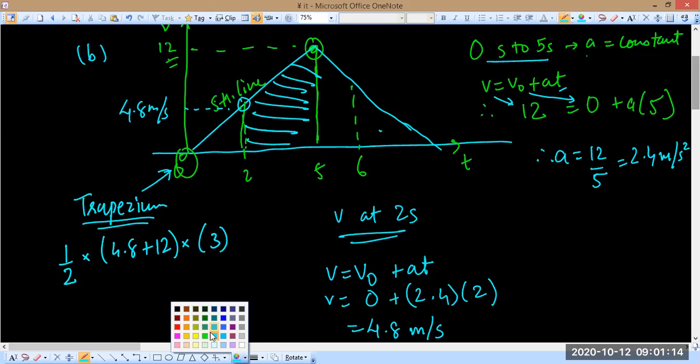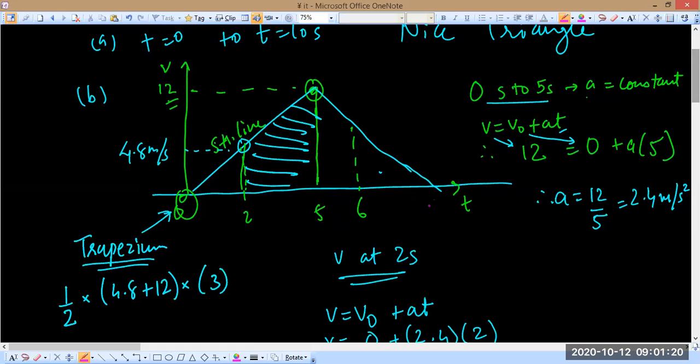Now for 5 to 6 you will have to do something similar. For that you have to consider this part of the graph, which is also a straight line. So find new acceleration and find this area. Once again, same procedure, but you'll have to do the calculations again because the values are changed. Okay.